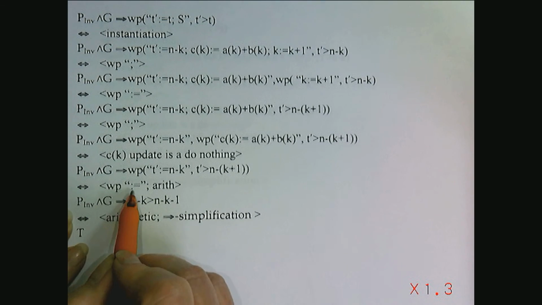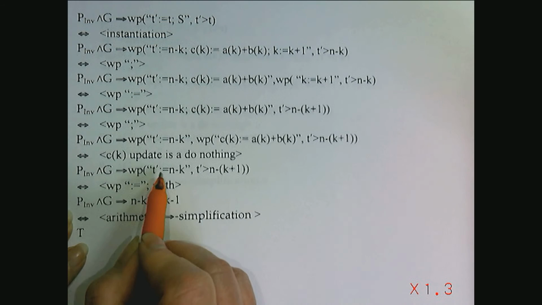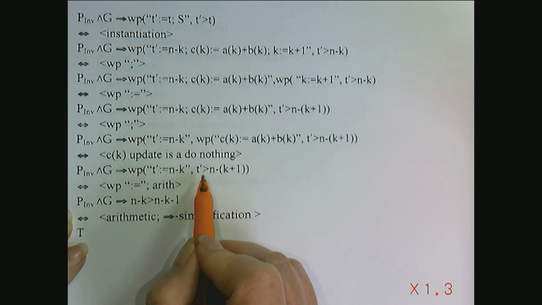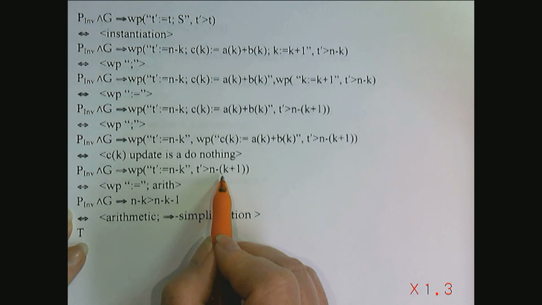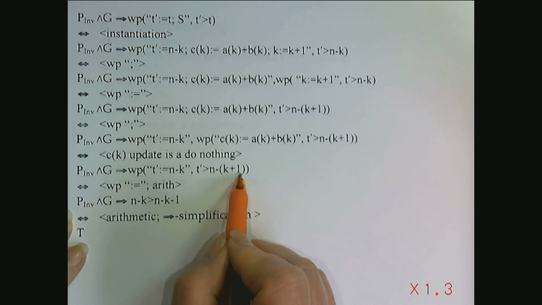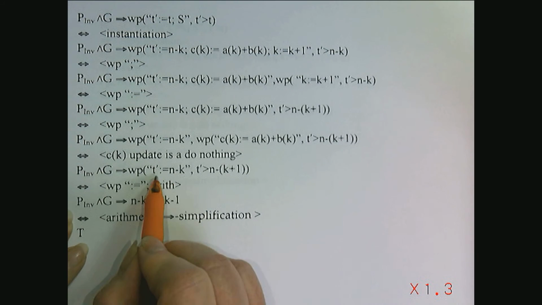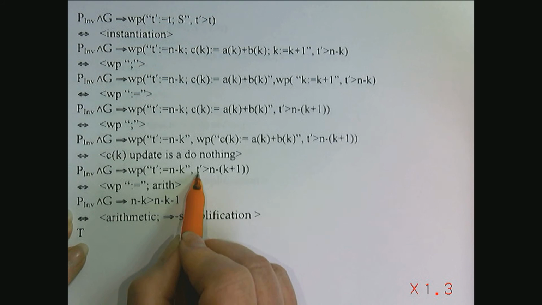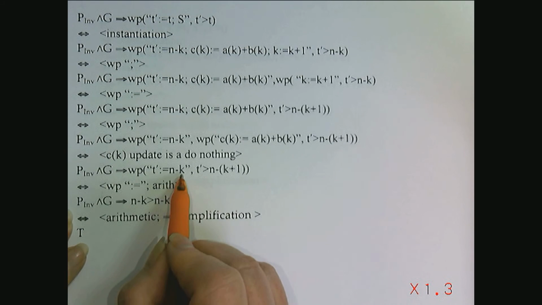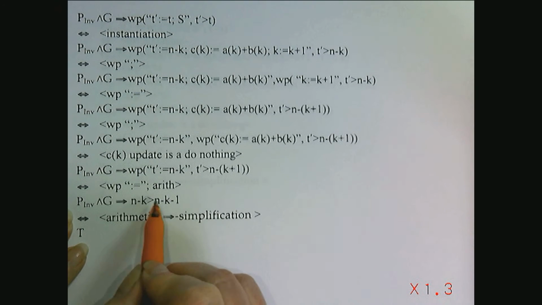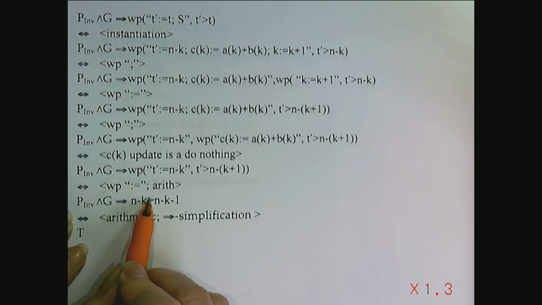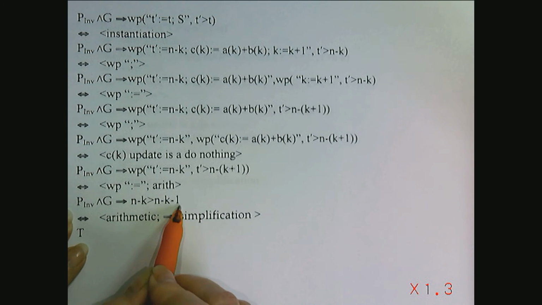Now we need to find the weakest precondition of the copy, where the postcondition is t prime is greater than n minus the quantity k plus 1. So again, it's an assignment, so we do a textual substitution. For t prime, we substitute n minus k. So we have the invariant and the guard implies n minus k is greater than n minus k minus 1.